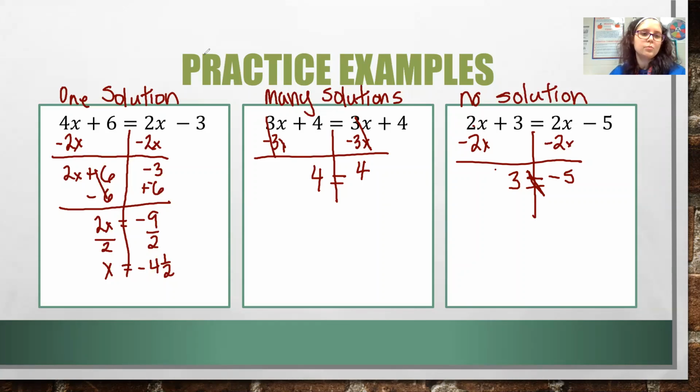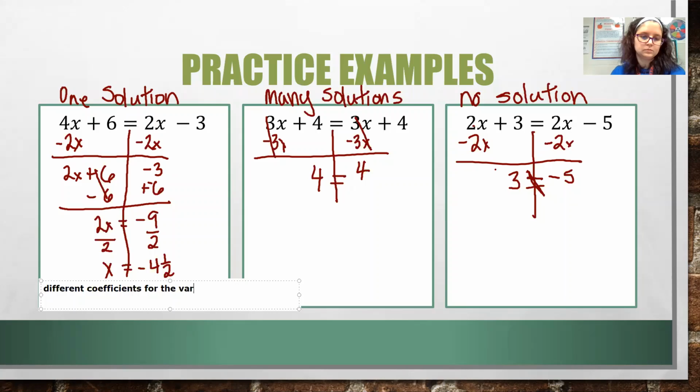So let's look at what hints we can be given. With one solution, we have different coefficients for the variable. Okay, and we can see that here, one coefficient is a 4, the other coefficient is a 2. So we have different coefficients for our variable.